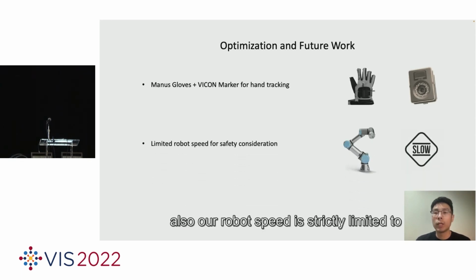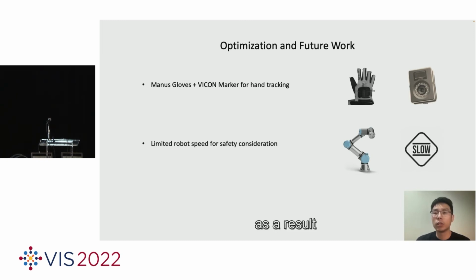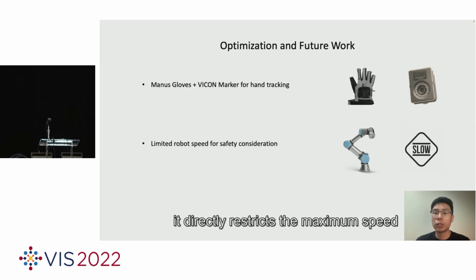Also, our robot speed is strictly limited to a very safe level to avoid any potential accident. As a result, it directly restricts the maximum speed allowed during the interaction and increases the delay before the user can actually touch the physical controls.